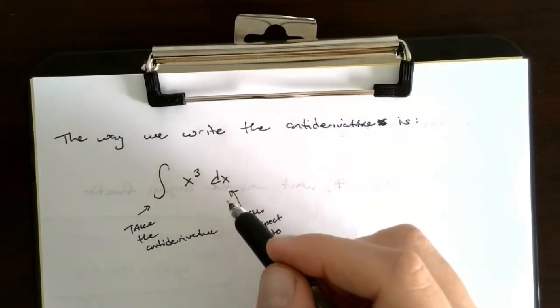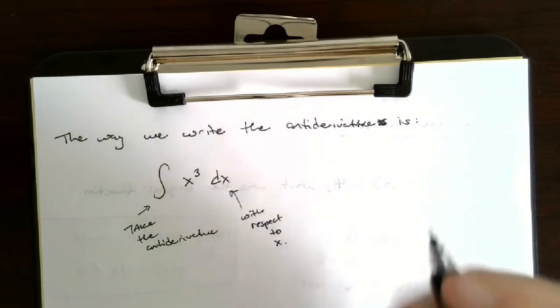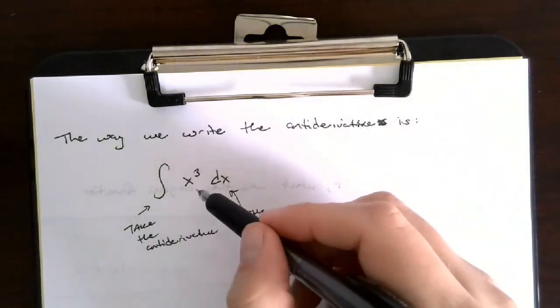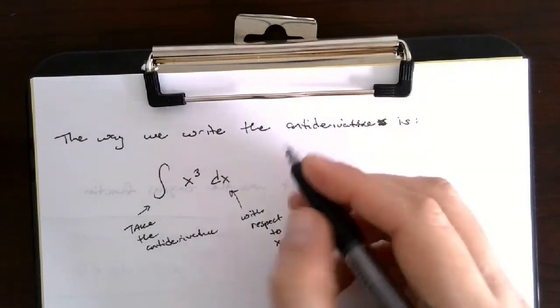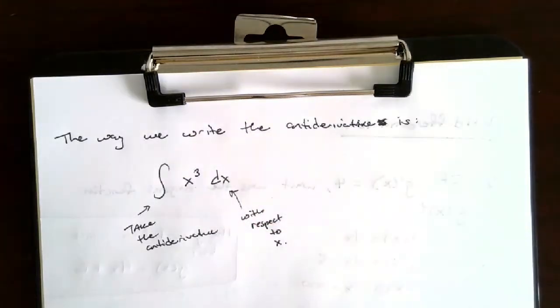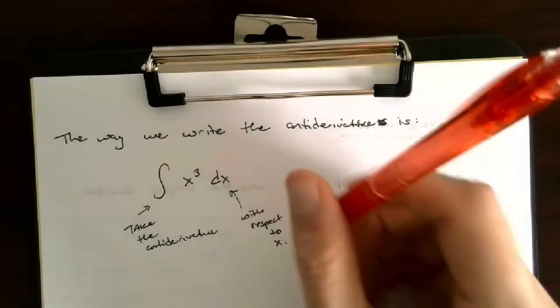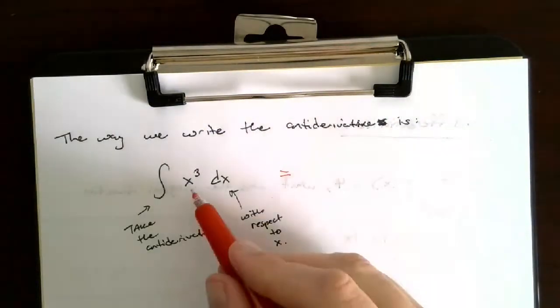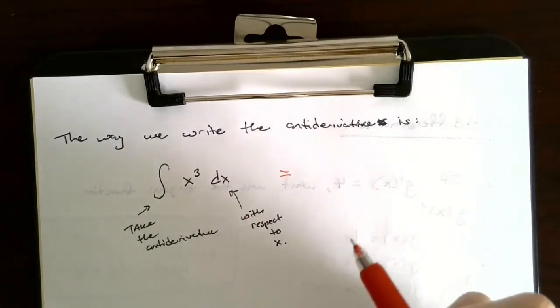It's kind of like when you were taking the derivatives and we had d over dx. So it's saying take the derivative of the function with respect to x. So this is taking the antiderivative of the function with respect to x. And then if I was to evaluate this, this is a way of me asking you the same question we just did. What's the antiderivative of x to the third dx, with respect to x?